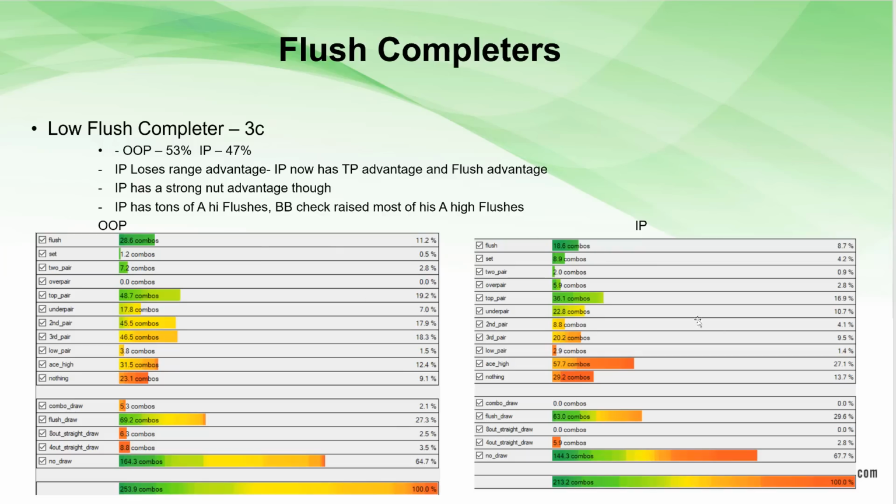And so the in position player basically just has nothing a lot more. That's where the range advantage comes from. Out of position has nothing 21% of the time, ace high or nothing. In position has ace high or nothing 40%. So in position still has nothing quite a bit now.